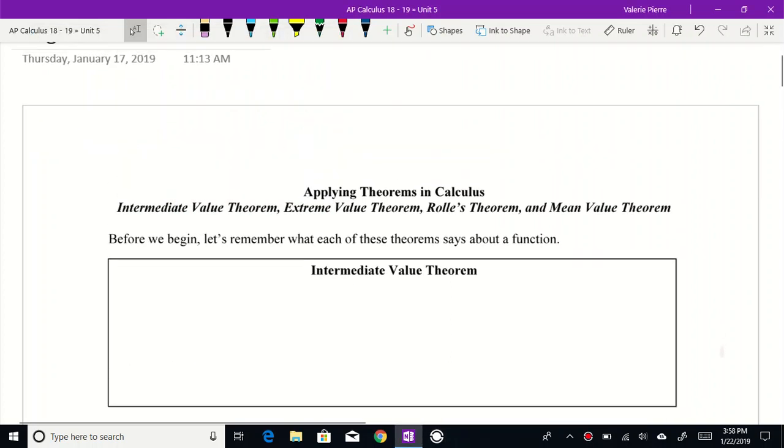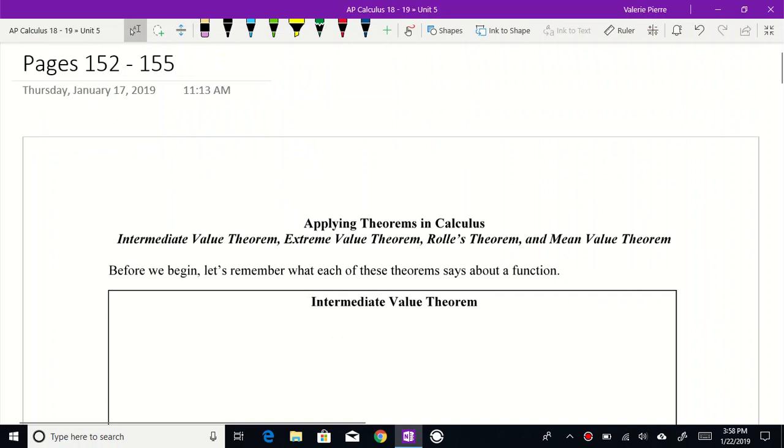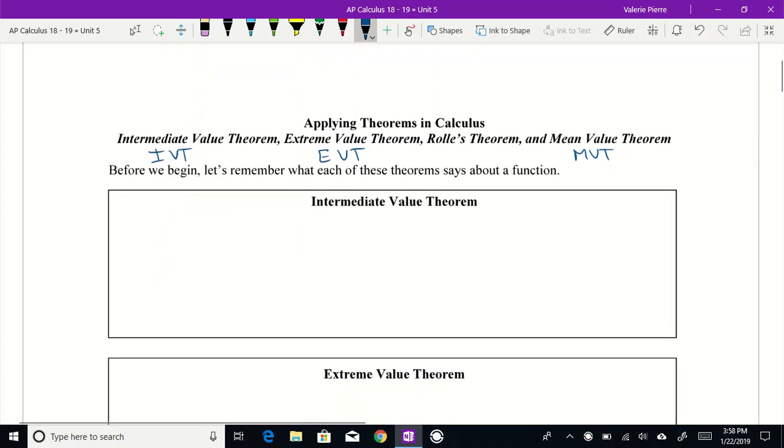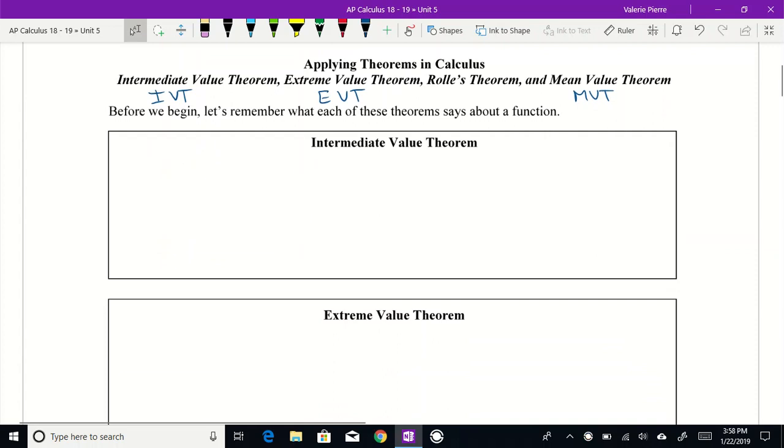Unit 5, pages 152 to 155, Applying Theorems in Calculus. Intermediate value theorem, extreme value theorem, Rolle's theorem, and mean value theorem. So IVT, EVT, Rolle's theorem, and MVT. So before we begin, let's remember what each of these theorems say about a function.